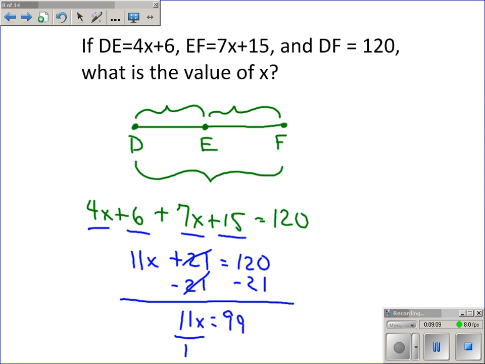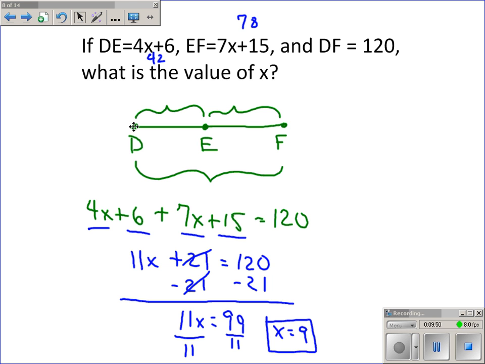And I divide both sides by 11, because that's the opposite of multiplying by 11. And x is equal to 9. Okay, before I leave this question, I'm going to check my answer. 4 times 9 is 36, plus 6 is 42. And 7 times 9 is 63, plus 15 is 78. And 42 plus 78 is equal to 120. Okay, so the answer must be 9.